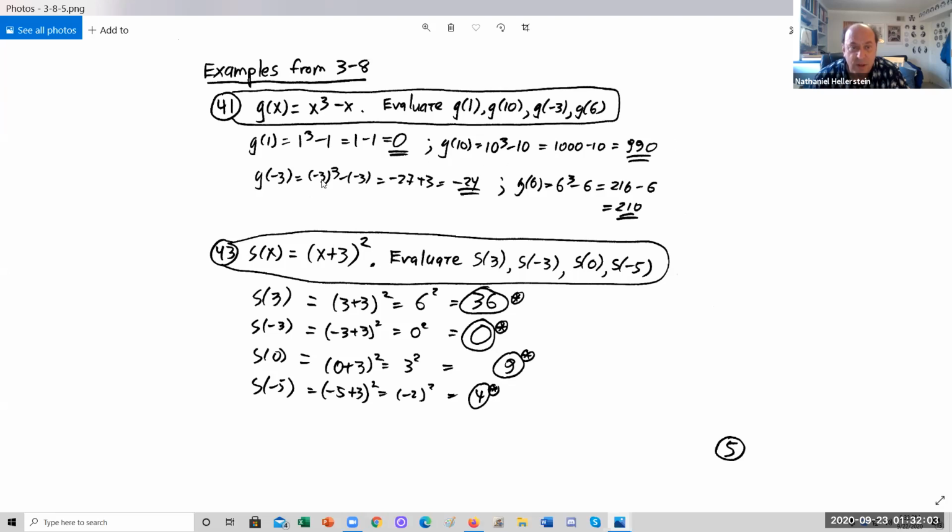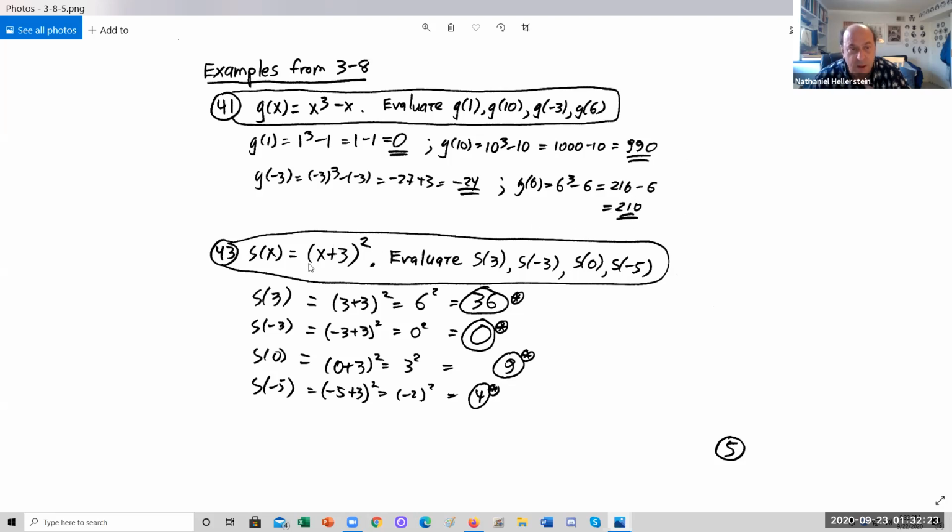g at negative 3 is negative 3 cubed minus negative 3. Negative 3 cubed is negative 27, minus a negative 3 is plus 3. They add up to negative 24. g at 6 is 6 cubed minus 6. That's 216 minus 6, or 210.